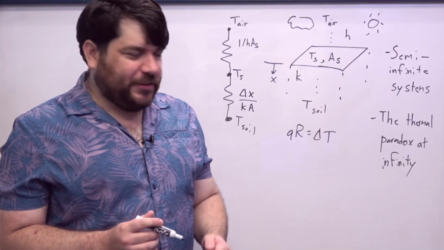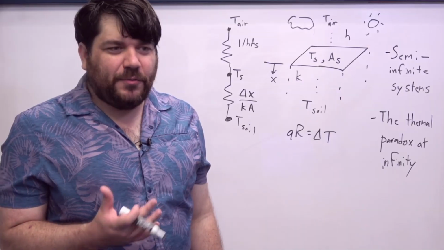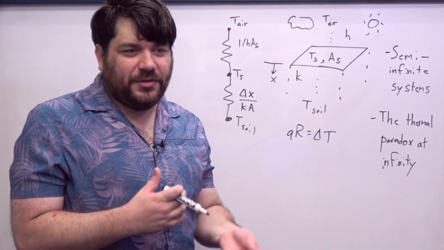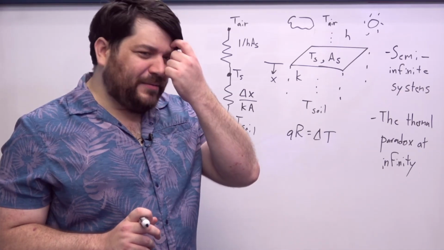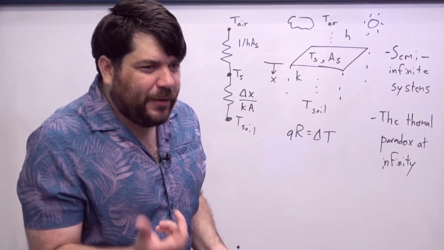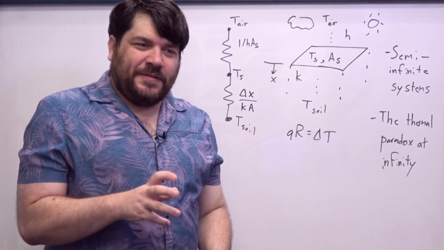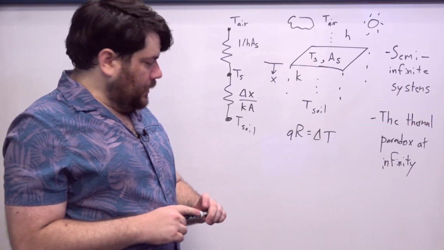We've run into what I like to call the thermal paradox at infinity. And this is an issue that happens whenever we are dealing with large systems and trying to use the equations that we use to model heat transfer within systems, right? Because remember where this came from. This all came from trying to create an equation that tells us what heat transfer inside of objects looks like.